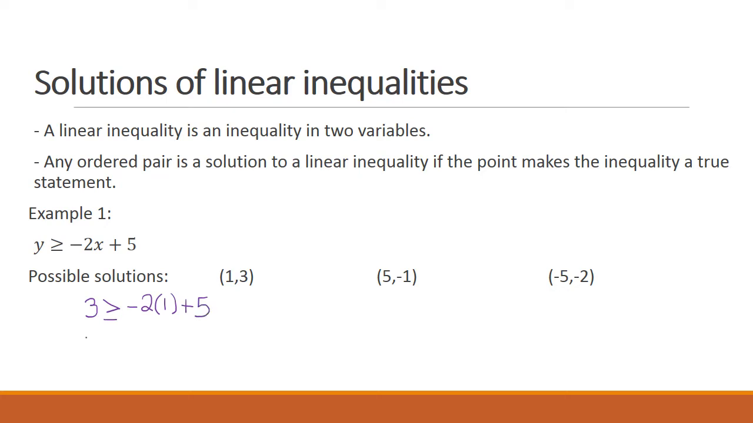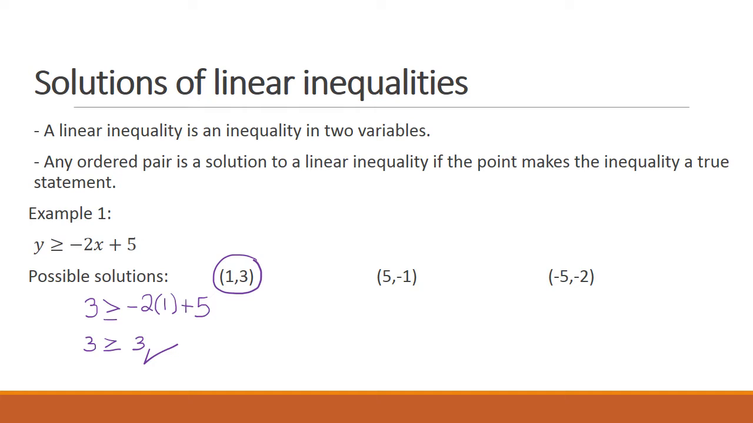So this will lead us to have 3 greater than or equal to negative 2 times 1, which is negative 2, plus 5, that's 3. So we have 3 is greater than or equal to 3. This is a true statement, which makes the point (1, 3) a solution for this inequality.